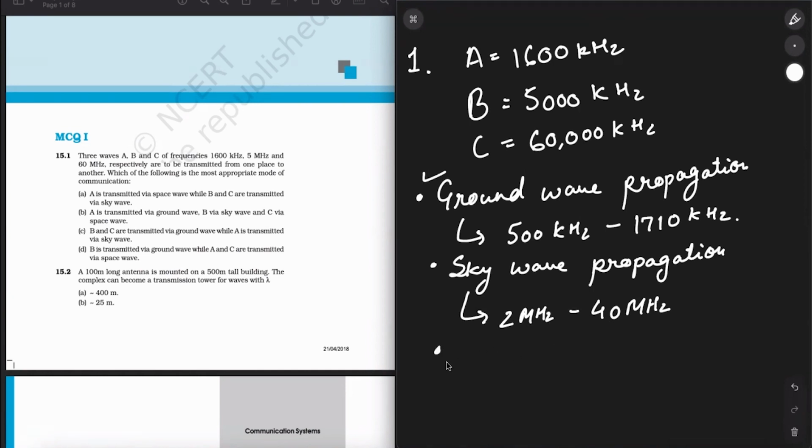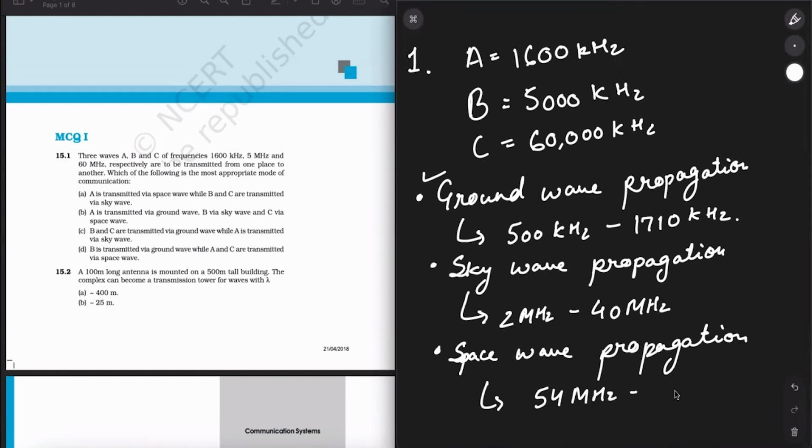And lastly, we have the space wave propagation, which will carry the largest frequency modes. It is going to give you 54 megahertz to 42 gigahertz.